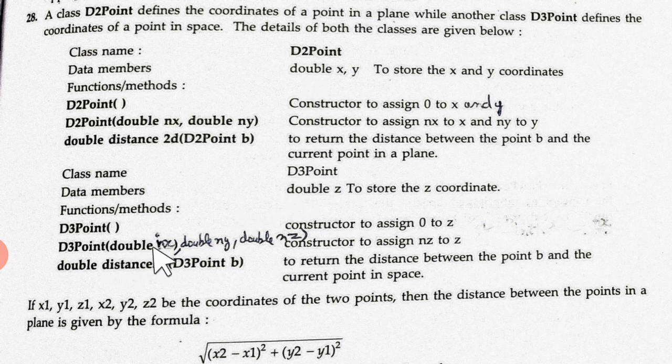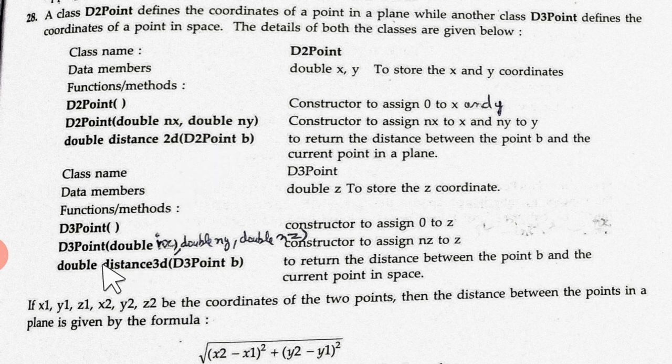After that, D3Point (double nx, double ny, double nz). I have modified this because this was given wrong in the question, so I have written it myself. It is a constructor to assign nz to z, that's fine, but nx and ny will also be given to x and y through the constructor of the base class. How this is done, I will tell you in the coding.